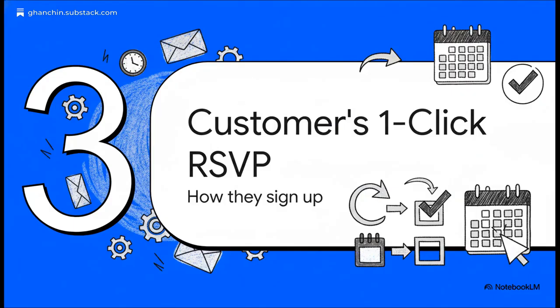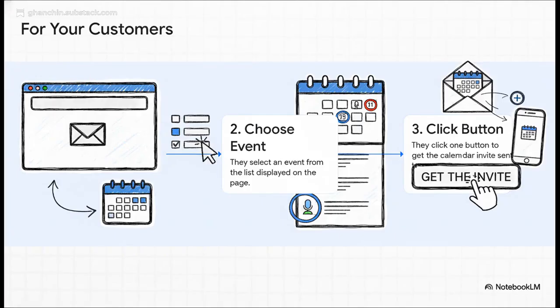Now, let's flip the script for a second. What's it like for your customers? You know, the people you actually want to show up. How easy is it for them to get that invite on their calendar? Well, it's just as simple. They land on your page, type their email address right at the top, scroll down to find the event they're interested in, and click one single button, Get the Invite. A calendar invitation gets zapped straight to their inbox.